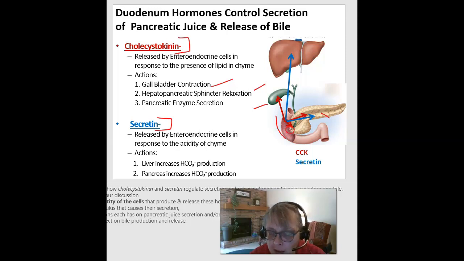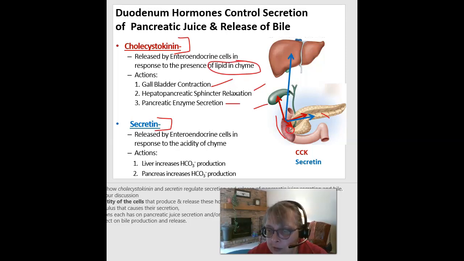Now, what causes the duodenum to make this cholecystokinin? The presence of lipid in the chyme. It signals the need for bile, and it signals the need for pancreatic lipase. Of course, all the enzymes are made by the pancreas.